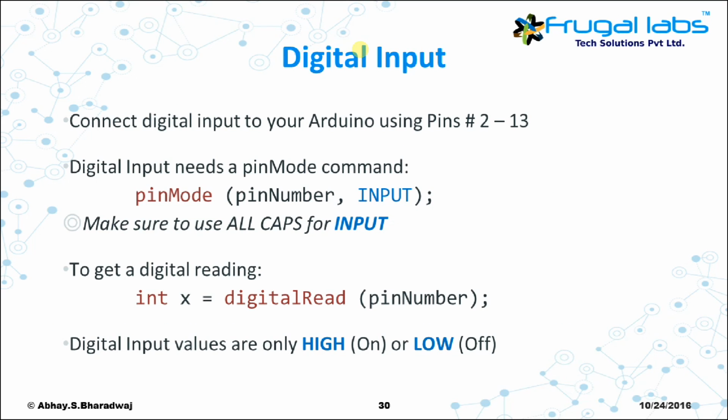For digital input, we'll be using the following functions. You can connect any digital input to your Arduino using pin number 2 to pin number 13. The digital input needs a pinMode command: pinMode, pin number, comma, INPUT. Make sure you use all caps for INPUT. To get a digital reading, you do a digitalRead with the pin number that you want to read from, and you generally store that value in a variable. The digital input values are only HIGH or LOW. You have only two conditions, HIGH or LOW.